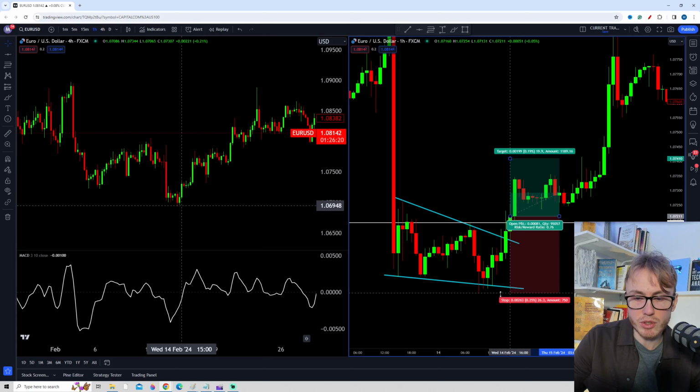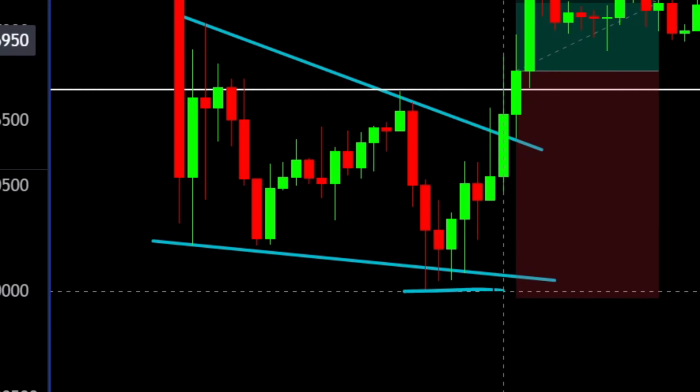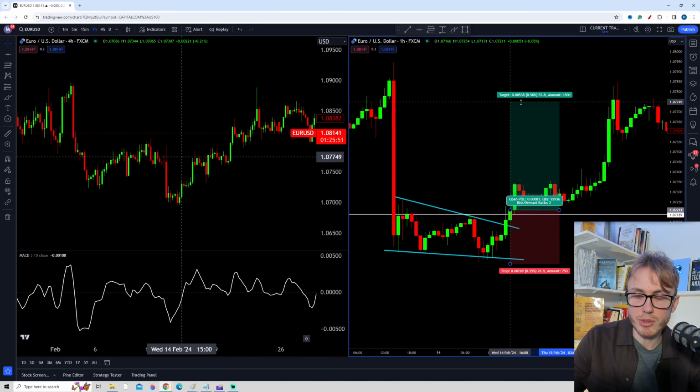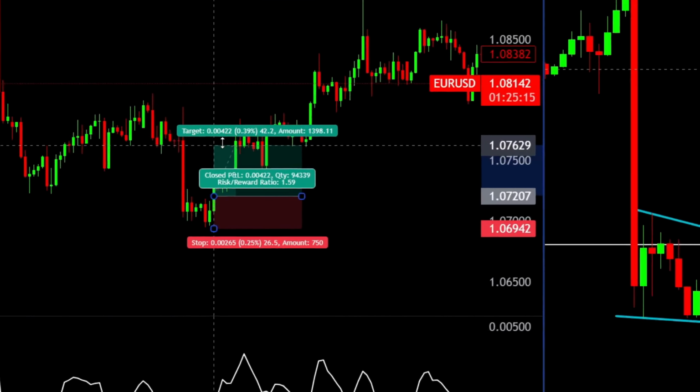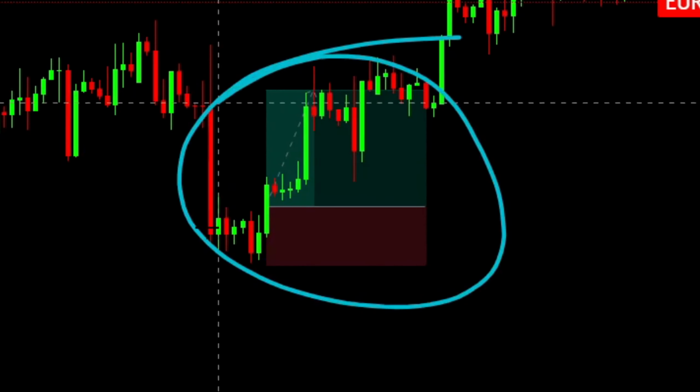A common way to set your stop loss is to look at the lowest point of the falling wedge. You can see the lowest point is down here. And using a risk to reward ratio of 2, your trade would have looked something like this. And on the 4-hour time frame, your trading time frame, the trade would have looked something like this.